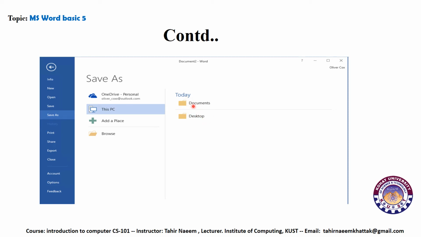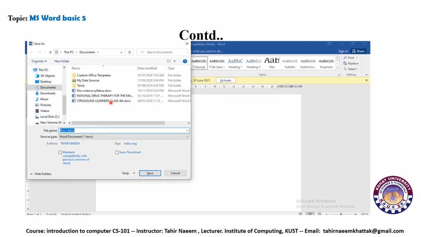So basically, we can click on it. Most of the time we save our document in the Documents folder or Desktop folder, or we can create any other folder. So when we click on Save As, this dialog box opens up. As you can see, this is where our document will be saved. Here Documents is enabled, or you can see here This PC, Documents.